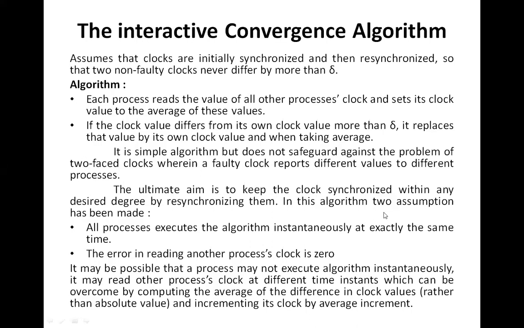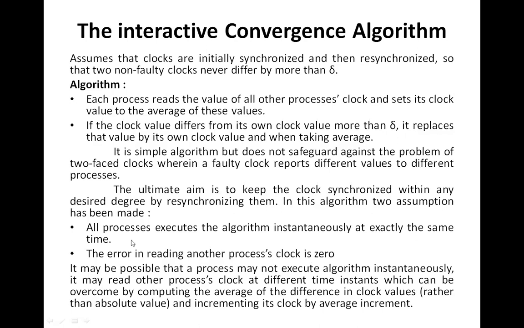And in this algorithm, two assumptions have been made. The first one is that all the processes execute the algorithm instantaneously at exactly the same time, meaning whenever a process reads, updates, or resynchronizes, all the processes execute instantaneously. The second is that the error in reading another process's clock is supposed to be zero. Because it may be possible that whenever it reads the other process's clock, there may be an error. And if there is an error, it is considered to be zero.